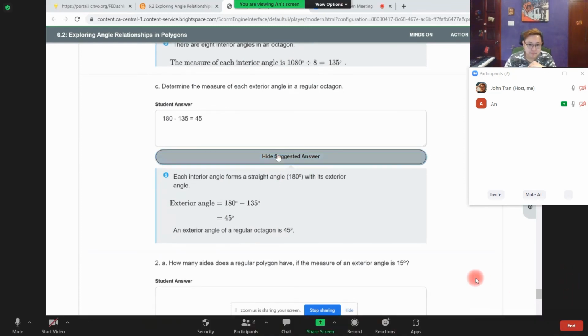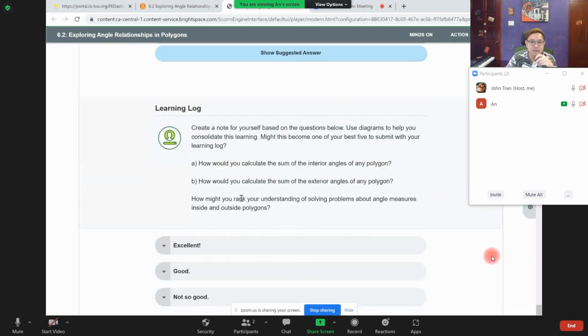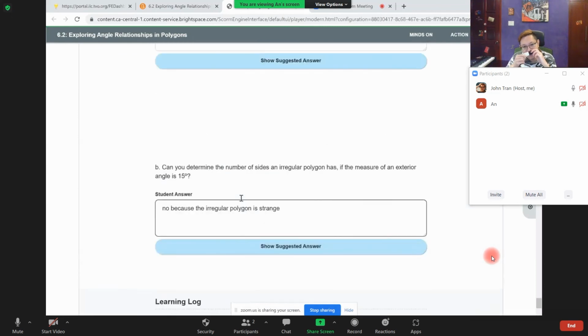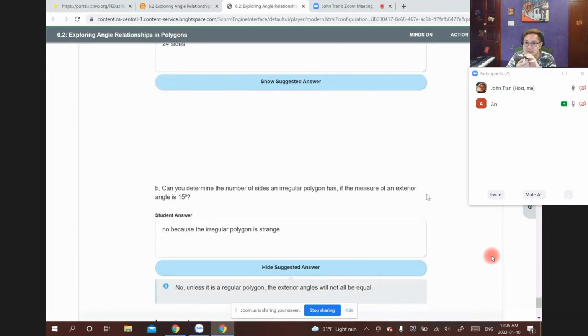How many sides does a regular polygon have if the measure of the exterior angle is 15? Okay, let's finish this one. You got it? Now, unless it's a regular polygon, the exterior angles will not be equal. You cannot really use formulas like before because they're irregular. They're just weird, strange.